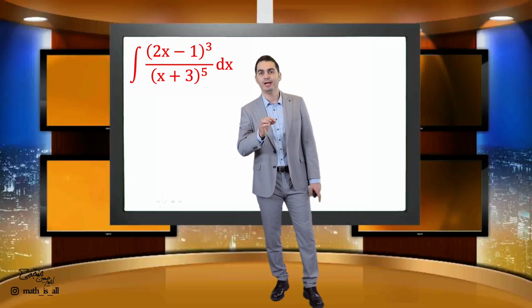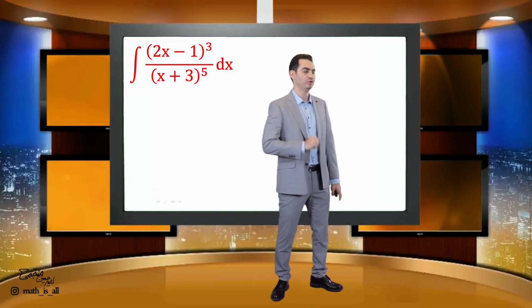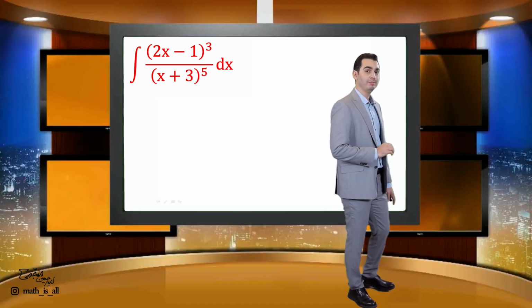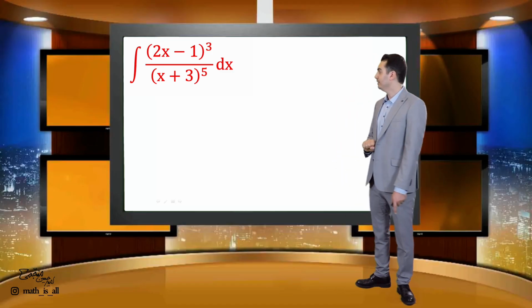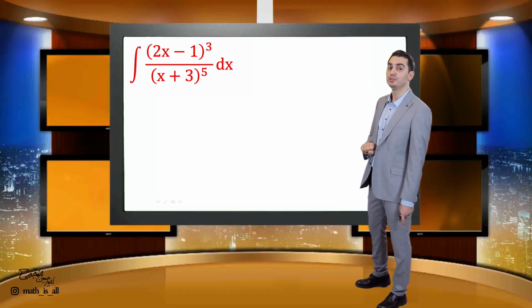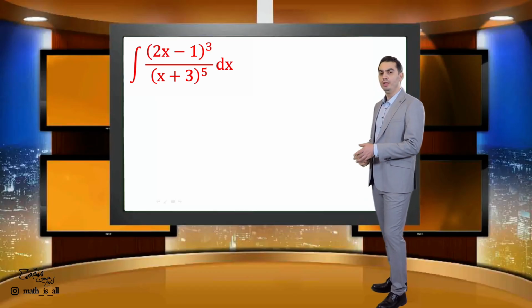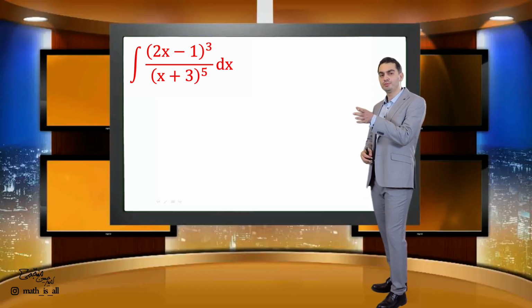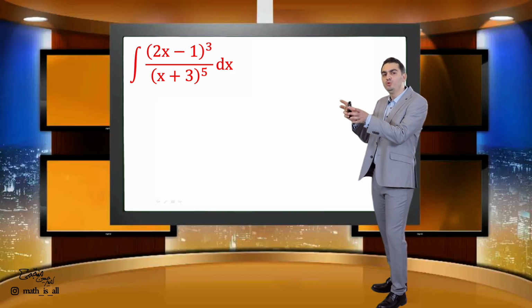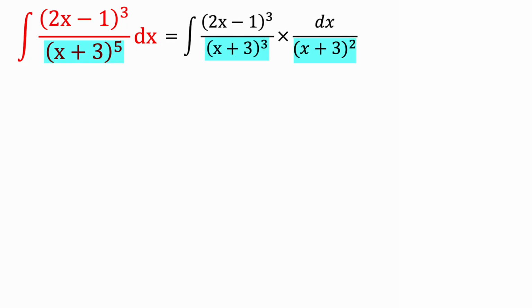You can observe that the denominator's degree is 2 units higher than the numerator's. The denominator has a power of 5, while the numerator has a power of 3. Excellent. This type of problem is solved by taking the denominator, reducing its power to 3, and then separating the remaining 2 terms. So you see, I wrote x plus 3 cubed in the denominator times x plus 3 squared. And you know that in multiplication, we can easily split the expression into 2 fractions.